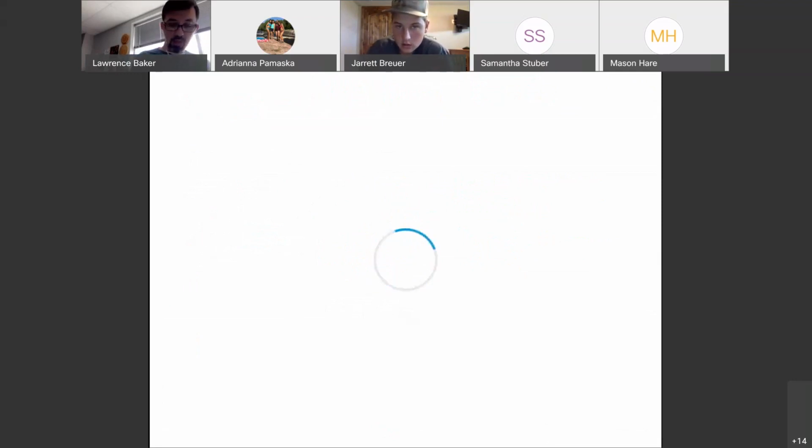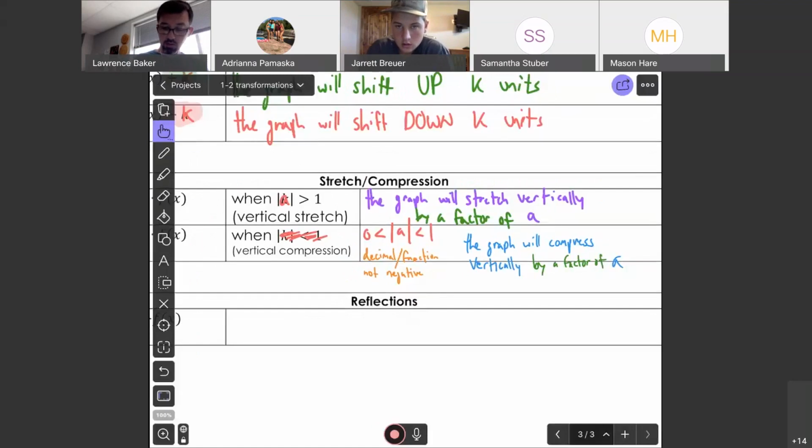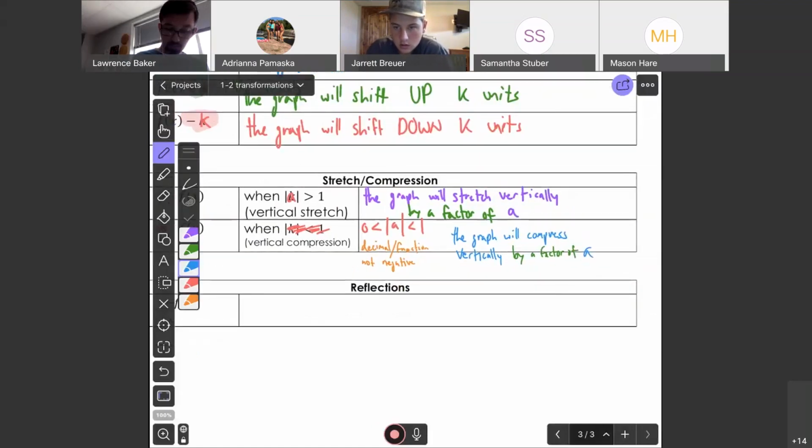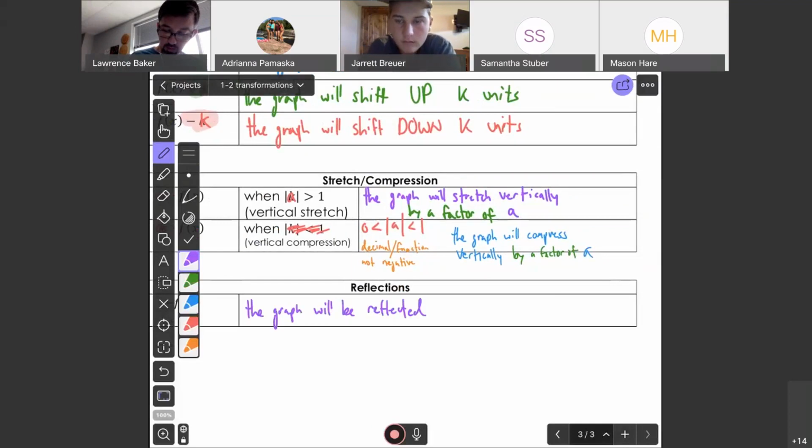And the last one with the negative is a reflection. So that's where the negative pops in. That's what the negative does, it reflects.